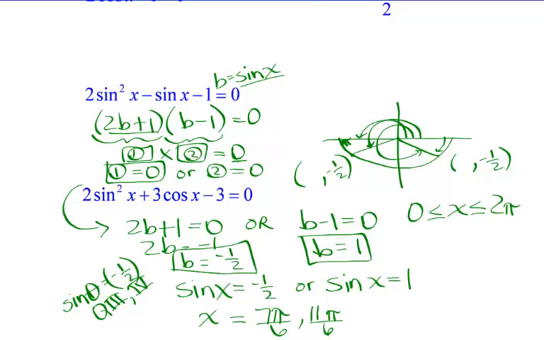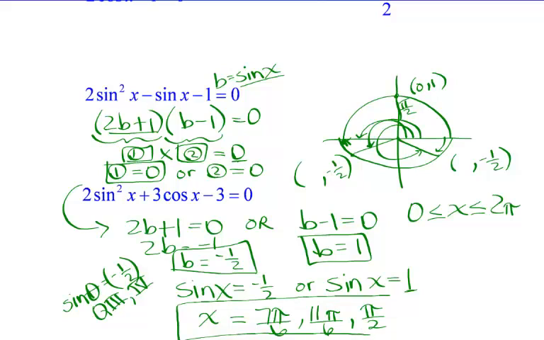There is an additional x value where sine equals +1, and that happens up here on the unit circle at that point right there. And again, that's the angle measure of pi over 2. So there are 3 solutions to that function.